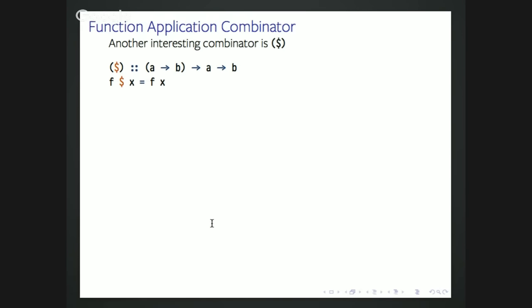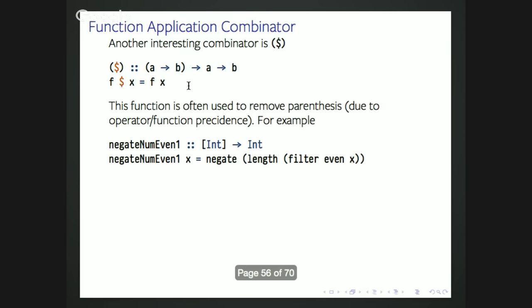Another combinator that is often used, and there's more uses than this one, but the common one is to remove parentheses. Here we have a weird function. This is a function that takes in a function from A to B and gives us back a function from A to B, which seems a bit silly, but this is exactly it. F $ X is just F applied to X, because it's infix. This function is often used to remove parentheses, and this is because of the way that operator and function precedence happens.